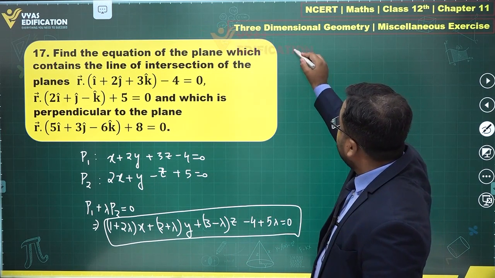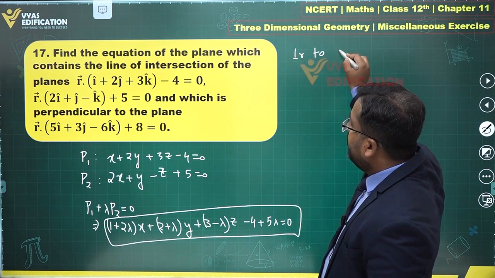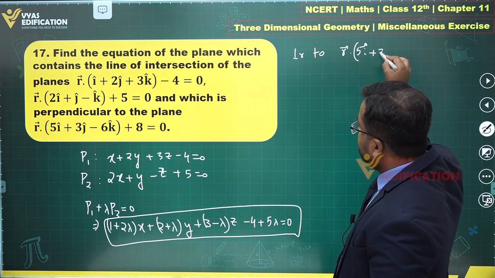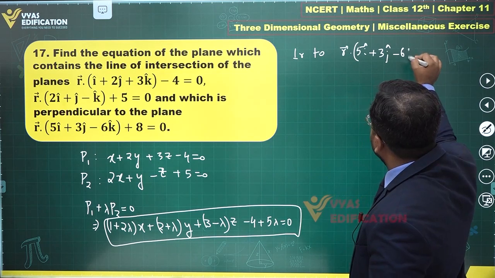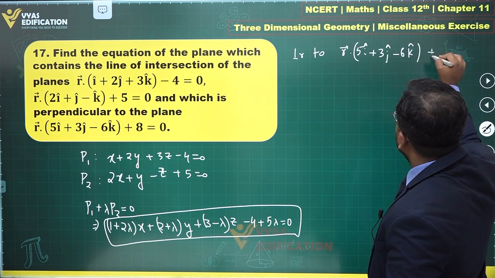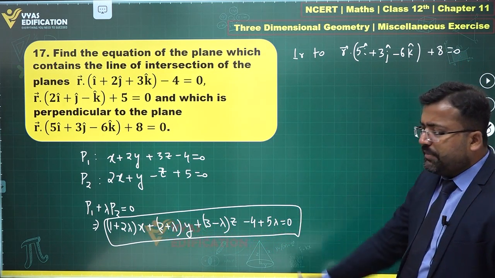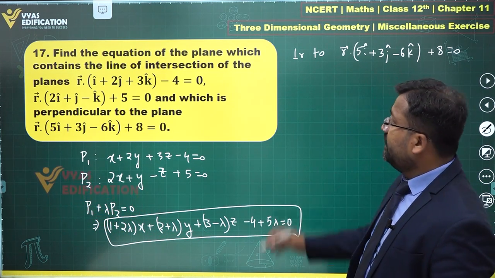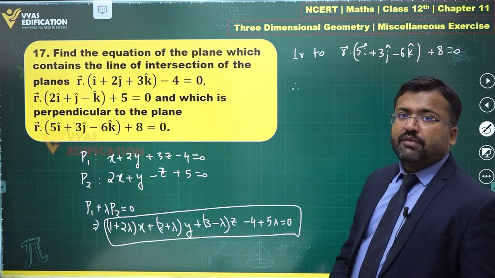Okay, this is perpendicular to r vector dot 5 i cap plus 3 j cap minus 6 k cap plus 8 equals 0. If these two are perpendicular, then the direction ratios of the normals are perpendicular. Therefore, a1 a2 plus b1 b2 plus c1 c2.